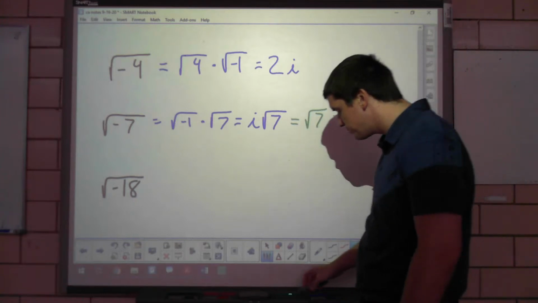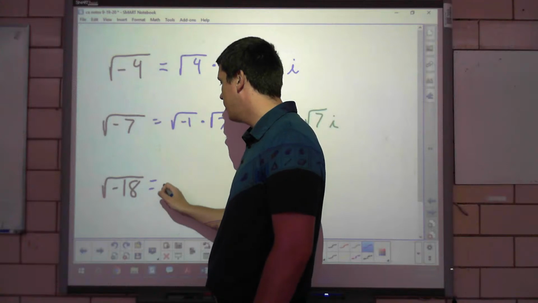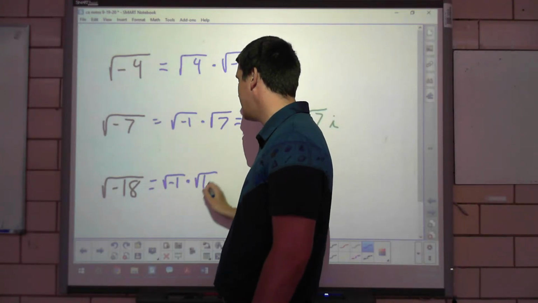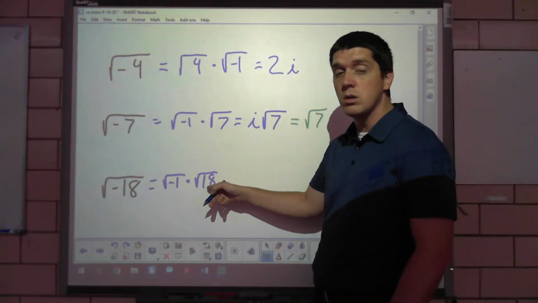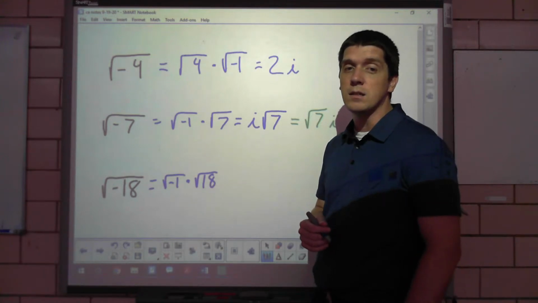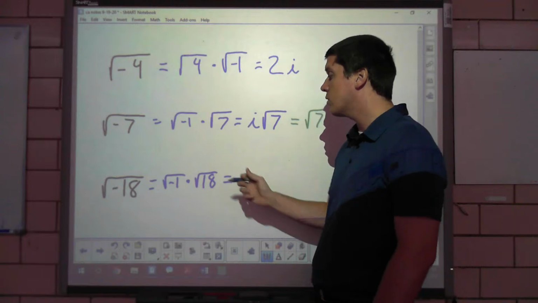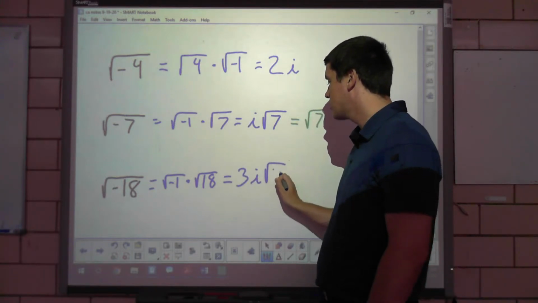All right, so looking at this right here, I have, again, I'm going to say the square root of -1 times the square root of 18. So the square root of -1 we know is i. We can break down the square root of 18. We can simplify that, cake method, factor tree, whatever, and we can write this as 3i square root of 2.